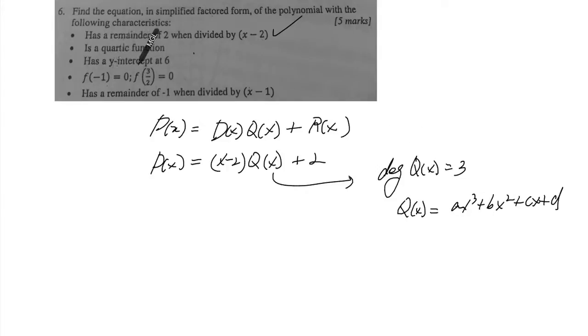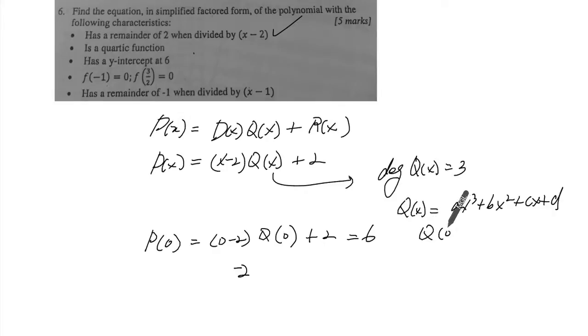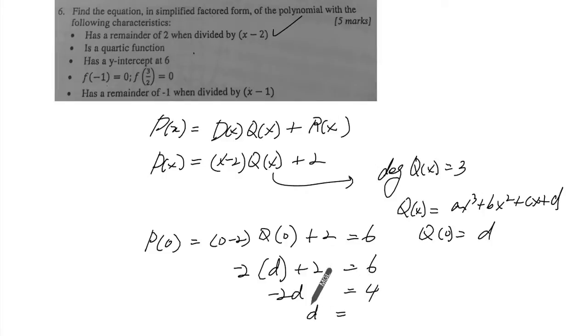And it has a y-intercept at 6. That means if you plug in 0 for x, you get 0 minus 2, q at 0, plus 2. This is going to equal 6. Let's plug in 0 in here. You see that the only thing that's going to be left over when you plug in 0 is d. So d plus 2 is equal to 6. So d is going to equal 4 minus 2, so d is equal to negative 2. Okay, so we found d.